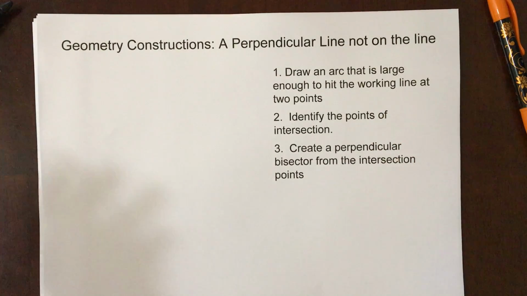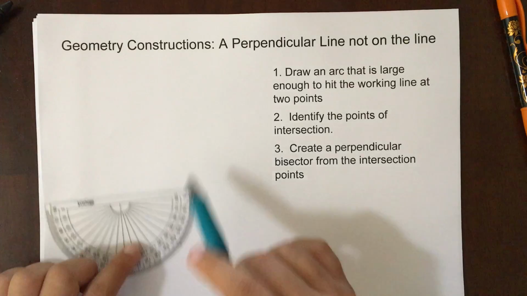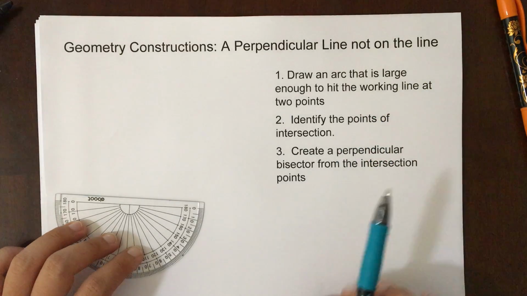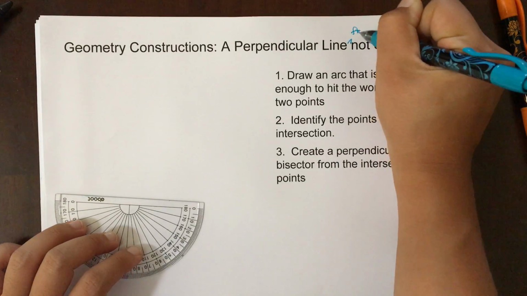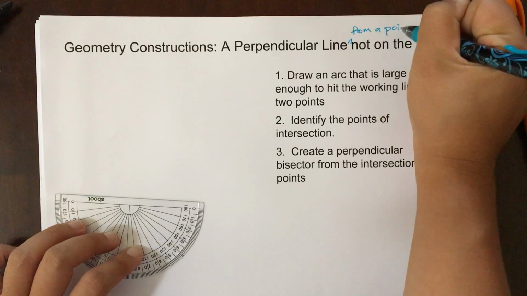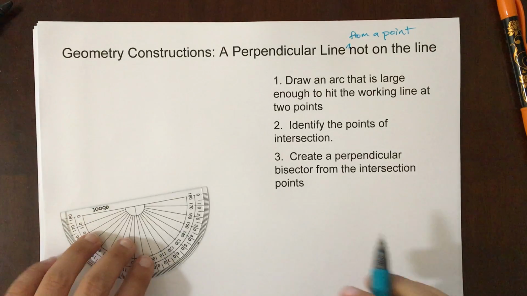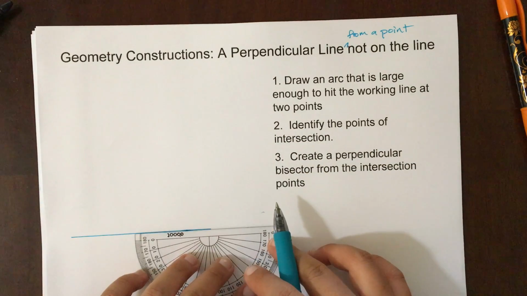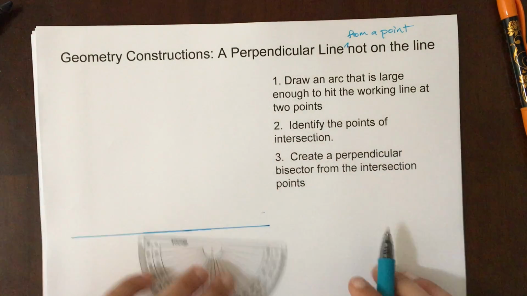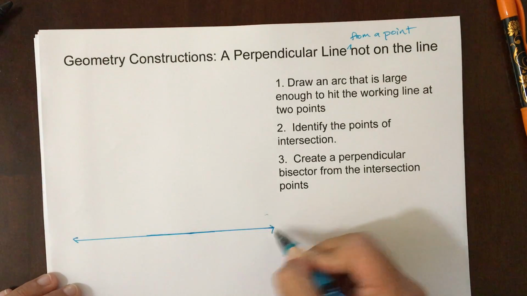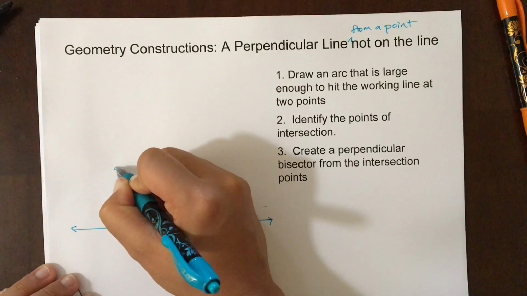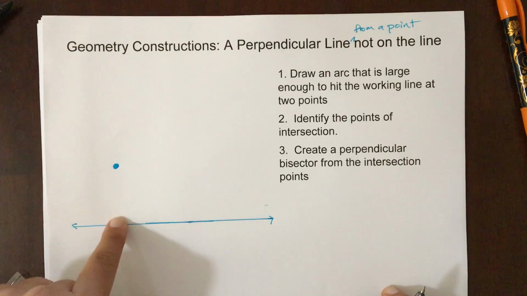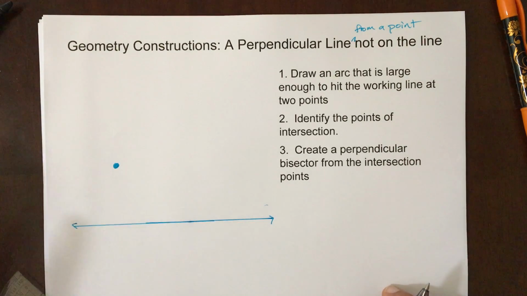Hello. In our geometry constructions part of our notebook or in our notes, we are going to construct a perpendicular line from a point not on a line, which is a little tricky. So for example, if I had a line here, and then say I wanted to draw a perpendicular line from this point. Well, it's probably going to look like this here, but how do I draw it exactly perpendicular?